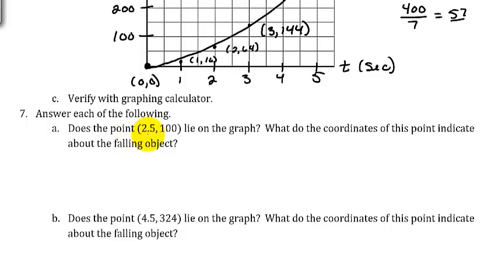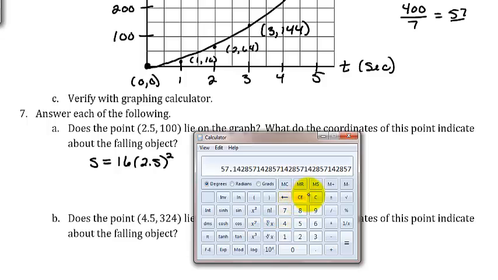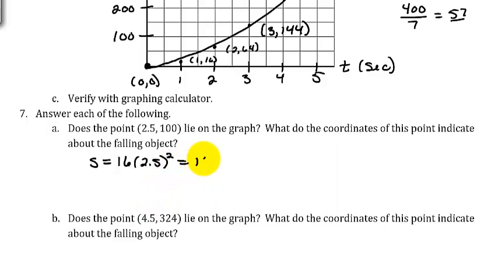And so now, does the point 2.5, 100 lie on the graph? And what do the coordinates of this point indicate about the falling object? So you can check that by plugging 2.5 in for t. So that would be 16 times 2.5 squared. And we can do that calculation. So I would do 2.5 and then square it. And then hit times 16. And we get 100. So when we put 2.5 in, we do in fact get 100.